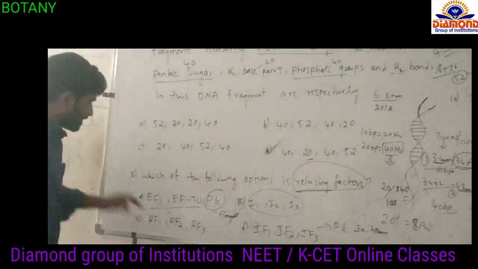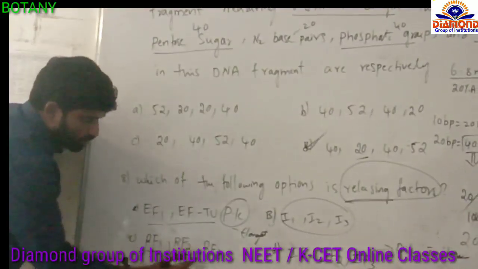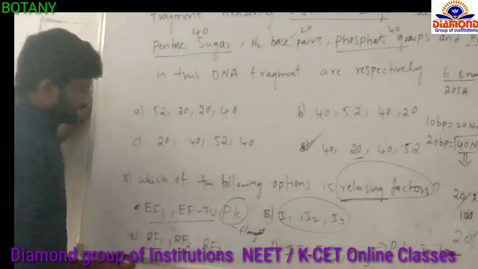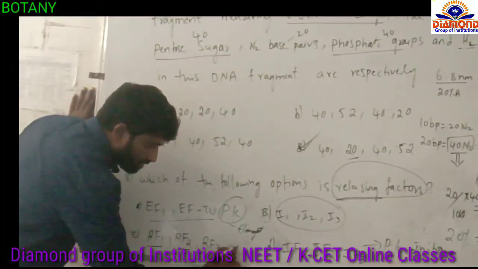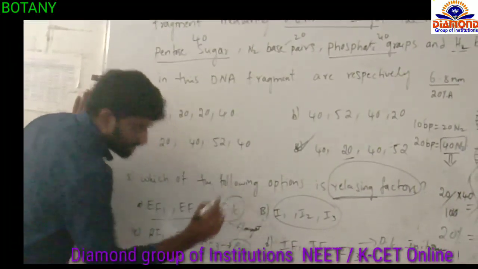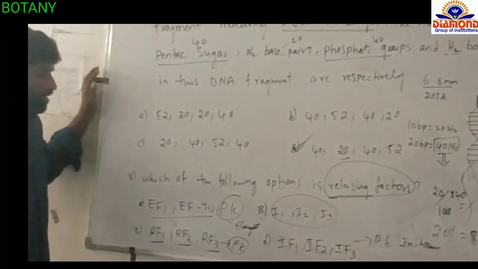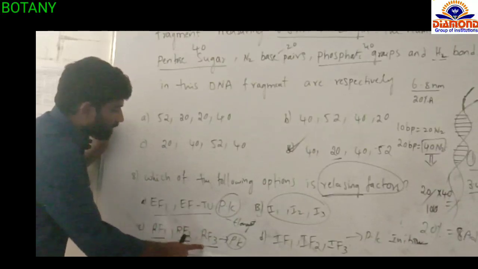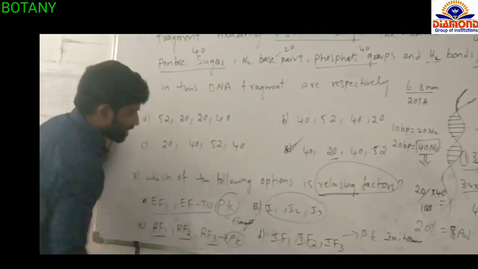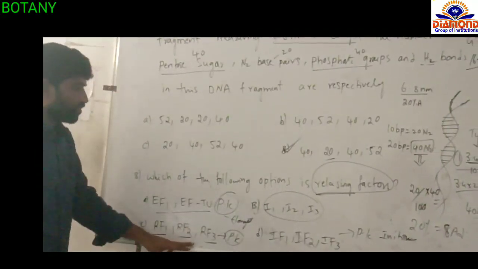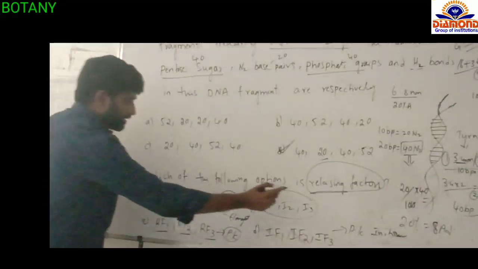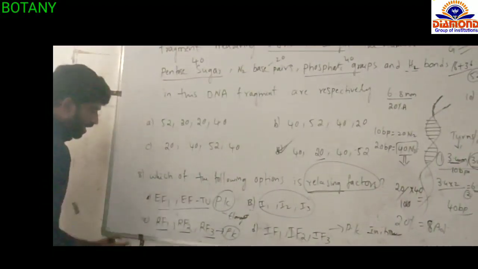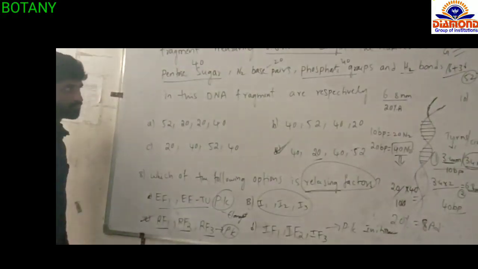And option C, RF1, RF2, RF3. These are the three factors seen in prokaryotes. R means releasing factors: releasing factor 1, releasing factor 2, releasing factor 3. These are the three types of releasing factors seen in prokaryotes. They stop the synthesis of protein. So releasing factors, out of the given options, are C only.